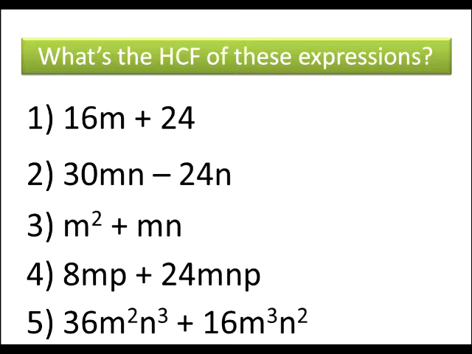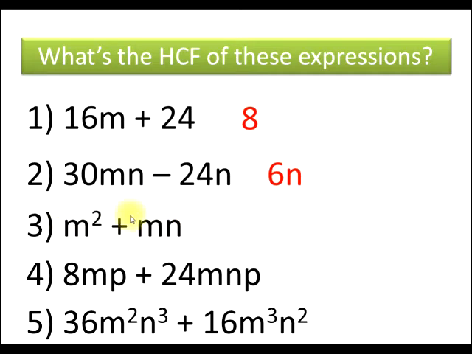So the first one is quite a simple one. There are no letters common, so just the highest number that is in both of these. That's 8. 8 times 2 and 8 times 3. Now, I can see straight away there's an n in both, so I know n is a factor. But can I combine it with a number? Yes. These are both in the 6 times table, so 6 times 5 and 6 times 4. So 6n is the highest common factor.